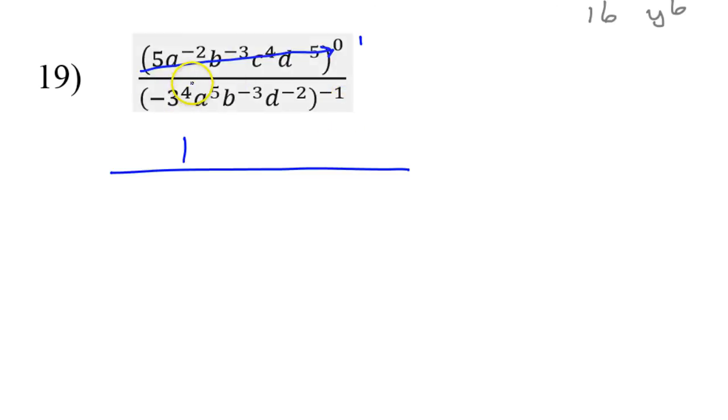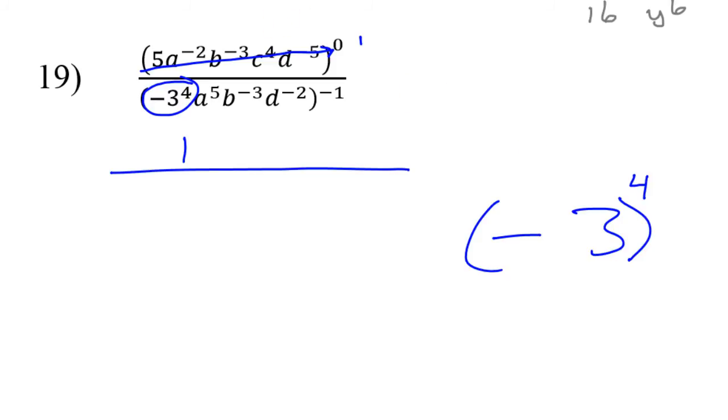Now, be careful right here. Just to emphasize this, I've got negative 3 to the 4th power. This negative is not included with the 4. There's no parentheses, so this negative will not be affected by the 4th power in any way. So what does that mean? That negative sign just is not going anywhere.